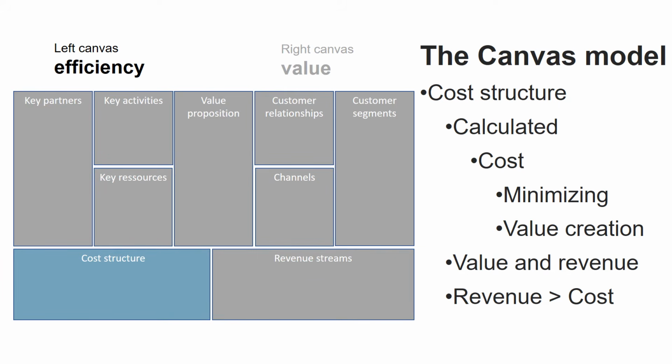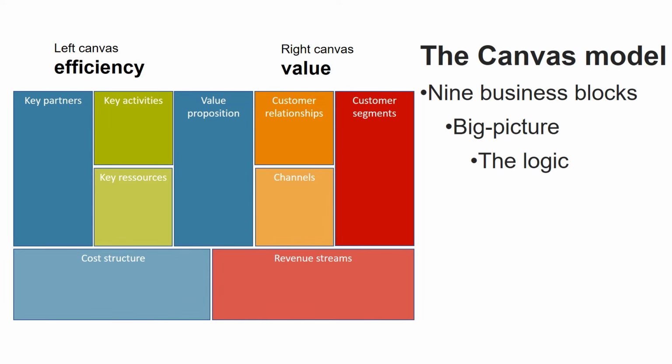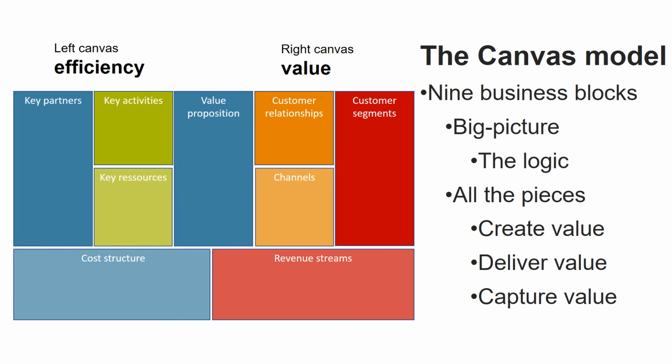The building block cost structure was the last of the 9 business blocks in the business canvas model. With all 9 business blocks, you have a big picture understanding of the logic of your business. You have all the pieces that you need to create, deliver, and capture value.